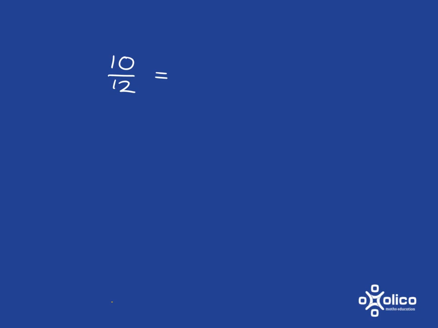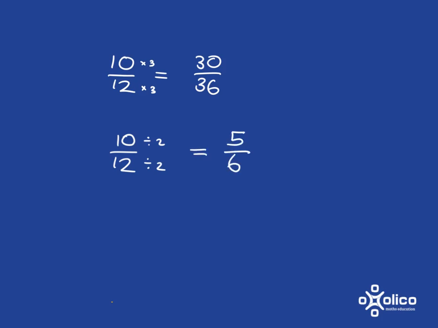So if I want to find a fraction equivalent to 10 over 12, I can decide to multiply numerator and denominator by 3. As long as I do both by the same amount, I'll get an equivalent fraction. So 30 over 36 is equivalent to 10 over 12. I could also have chosen to divide top and bottom by the same thing. So in this case, let's do it by 2, and I'd get 5 over 6. So these are all equivalent to each other.